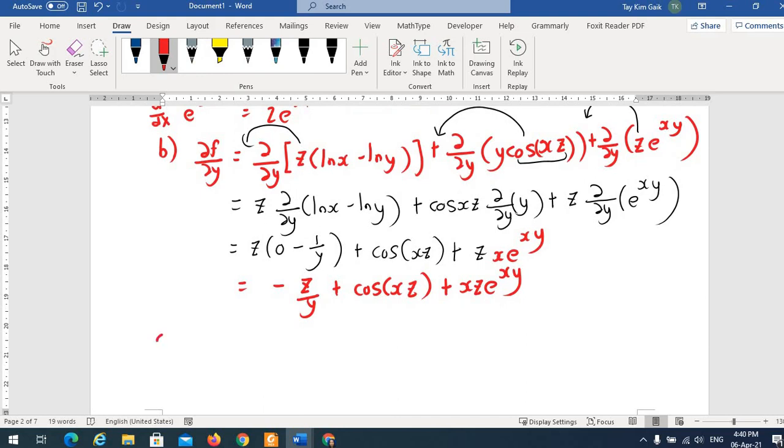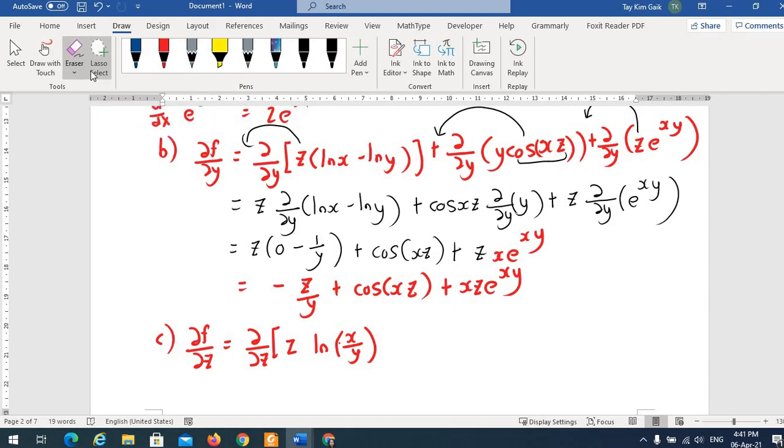And if you want ∂f/∂z, then you take ∂/∂z of z(ln x − ln y). I can combine it back to become ln(x/y), because this term is a constant with respect to z. Ln(x/y) is equivalent to ln x minus ln y, because the whole term here is constant with respect to z. That's why I combine it back.